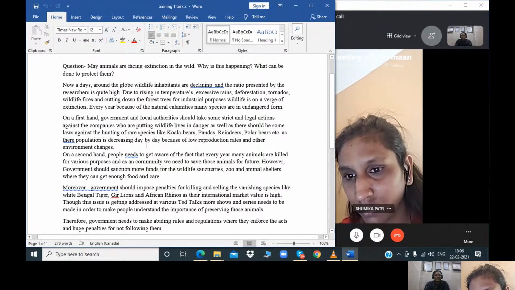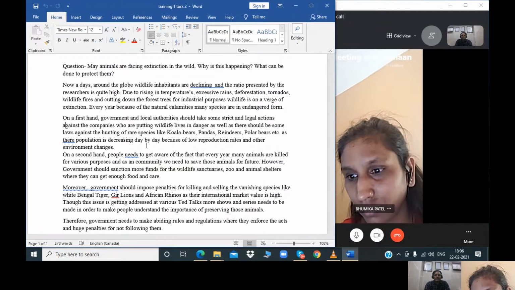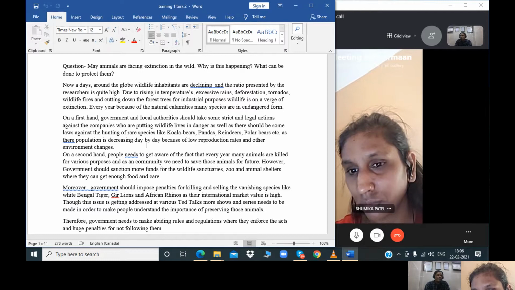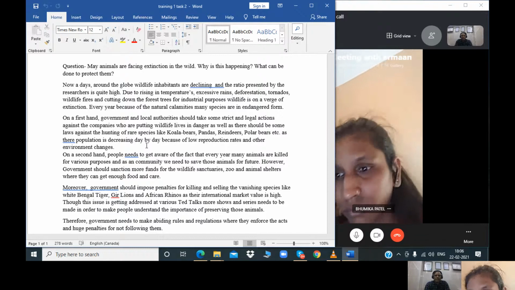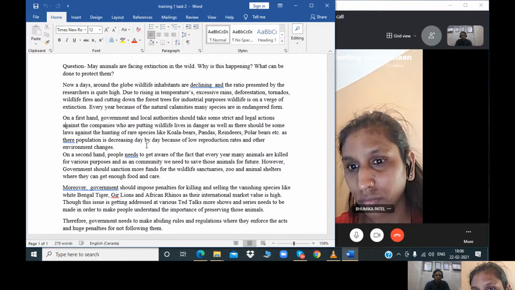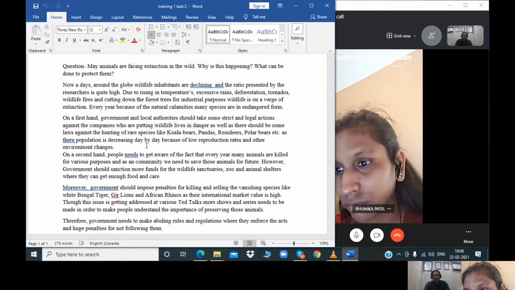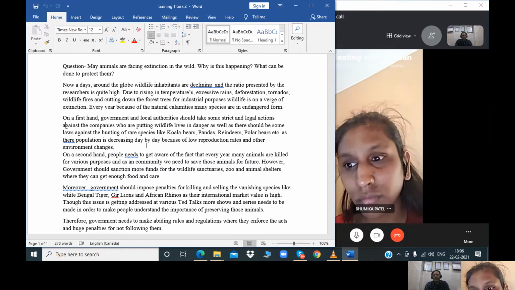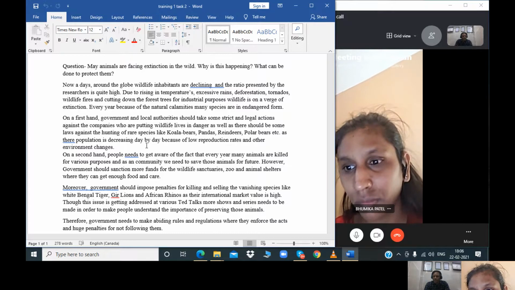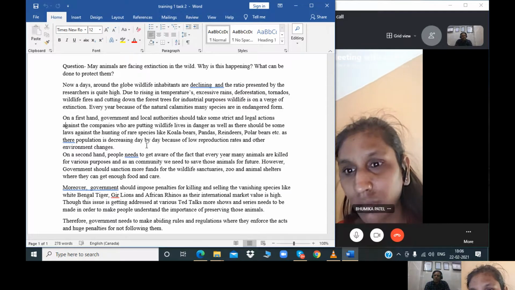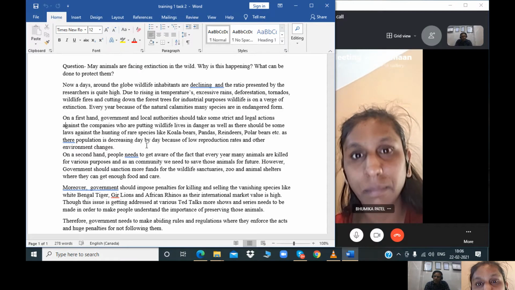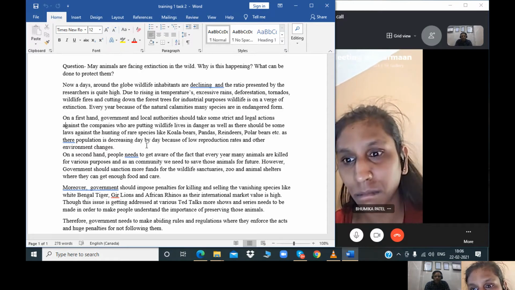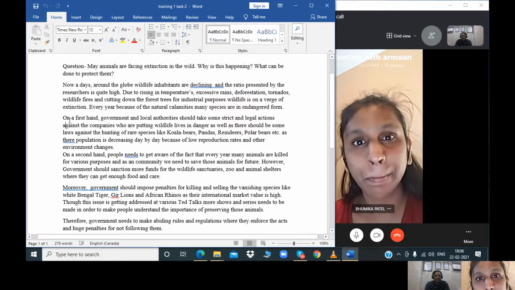On a first hand, the government and local authorities should take some strict legal actions against the companies who are putting wildlife lives in danger. But look, you should not start in this paragraph. Why? Simple. First, you have to tell about the causes, problems, the reasons, in the first paragraph. In the second paragraph, you can suggest the solutions. This is the trick. Here, it's wrong. It's a deviation, a destruction of the structure of writing. You can see, on a first hand.